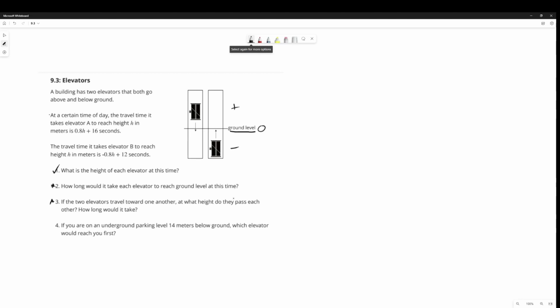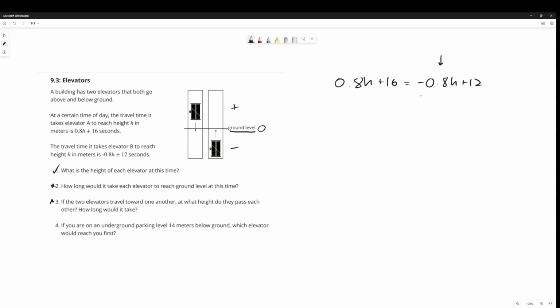So to figure out at what height they're going to pass each other, what I need to do is solve for h. So my first expression for elevator A is 0.8h plus 16. And I need to make that equal to elevator B, which is negative 0.8h plus 12. This will allow me to solve for h, which is going to be the height when the elevators pass each other. So I always like to tackle my least variable first. So I'm going to add 8 tenths h to both sides. So go ahead and copy this down, solve for h, and then come on back and see how you did.